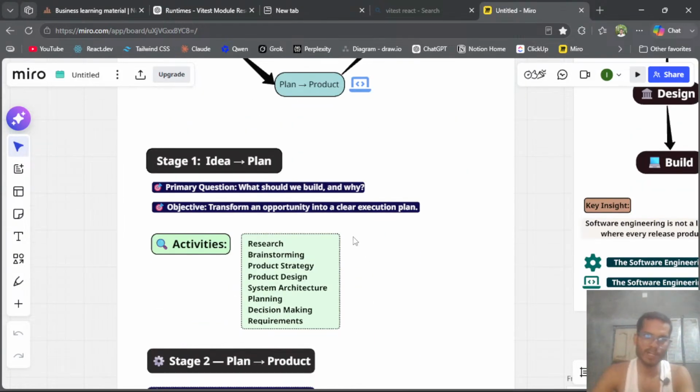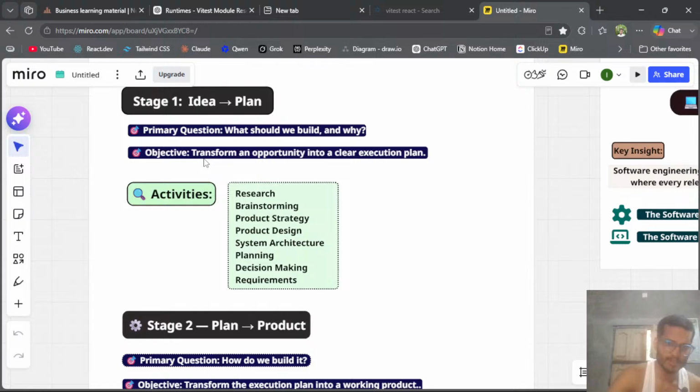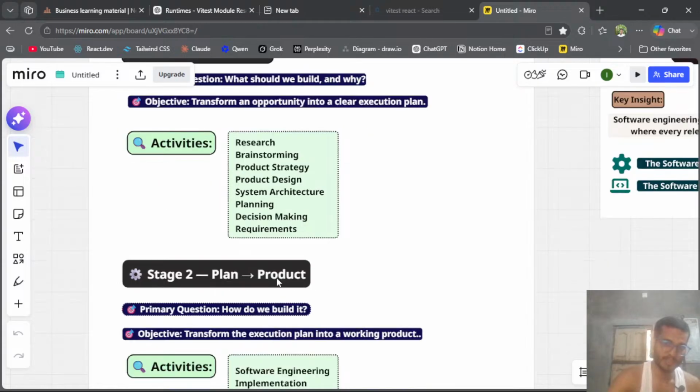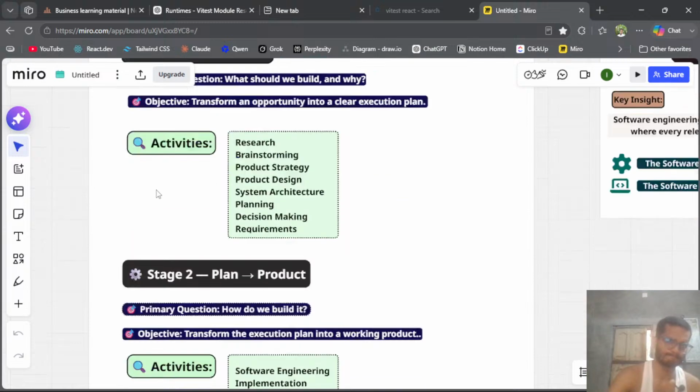So in stage one, we have the first stage. The question is, what should we build and why? If you don't know these two things, you cannot understand. The objective is to transform an opportunity into a clear execution plan. That's the objective of this field. The activities involved are research, brainstorming, product strategy, product design, system architecture, planning, system making, and requirements. So you figure this out with stage one.